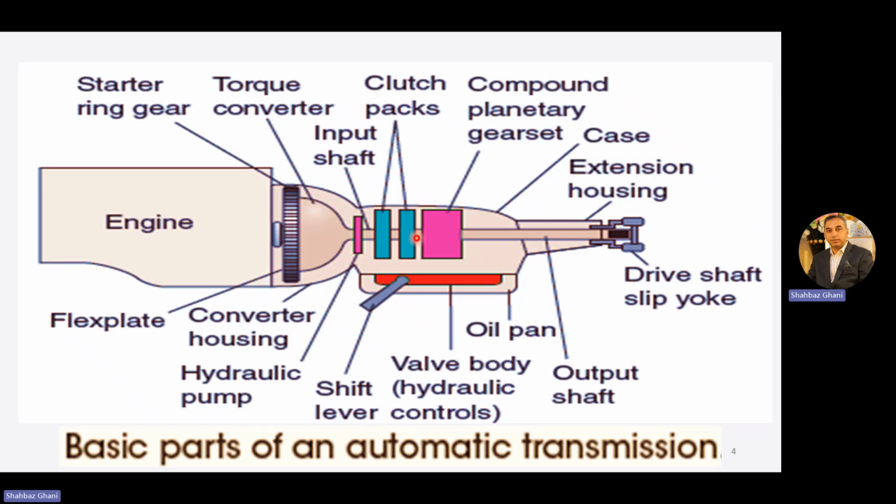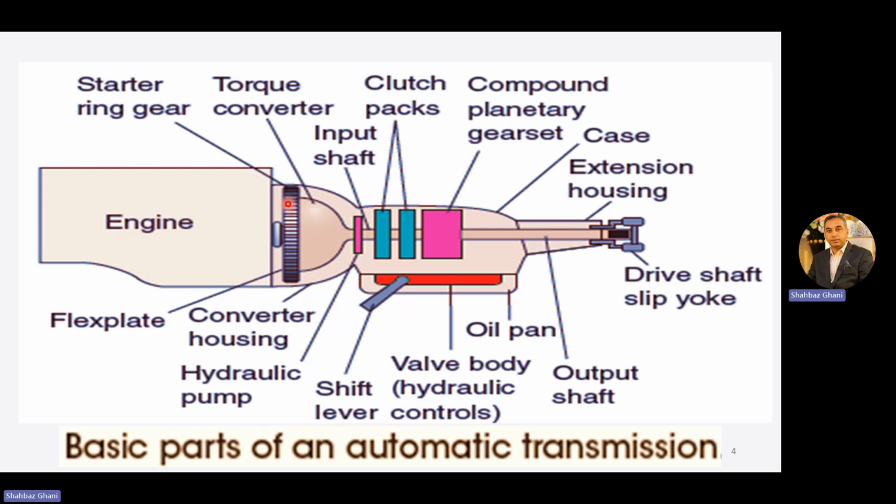Now, a brief look at the basic parts of an automatic transmission, how it looks. First, we have this engine. From the engine, the power is going from the crankshaft to this flex plate. This flex plate is attached to the torque converter, specifically the impeller side. And the impeller is on your transmission side. So this is on the outer side of this flex plate.